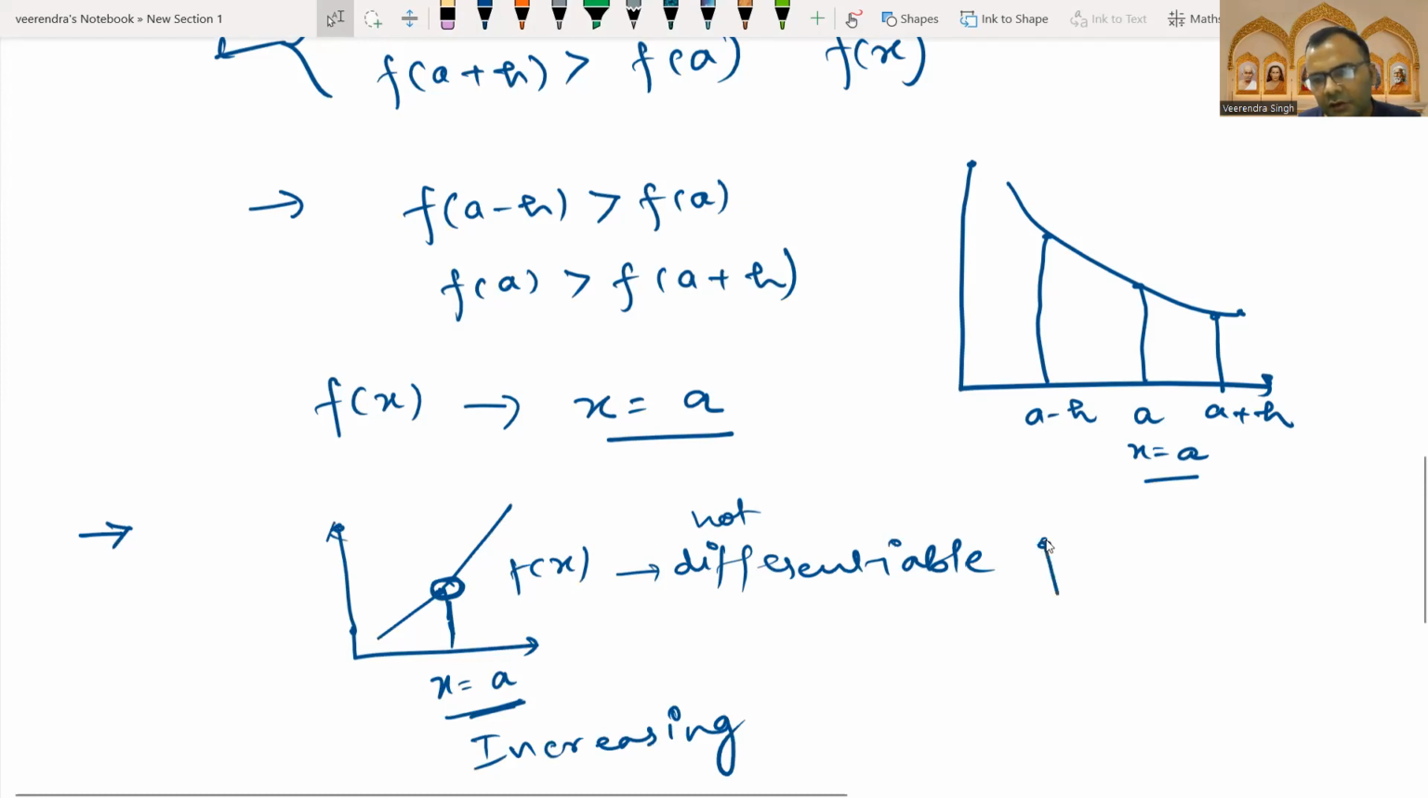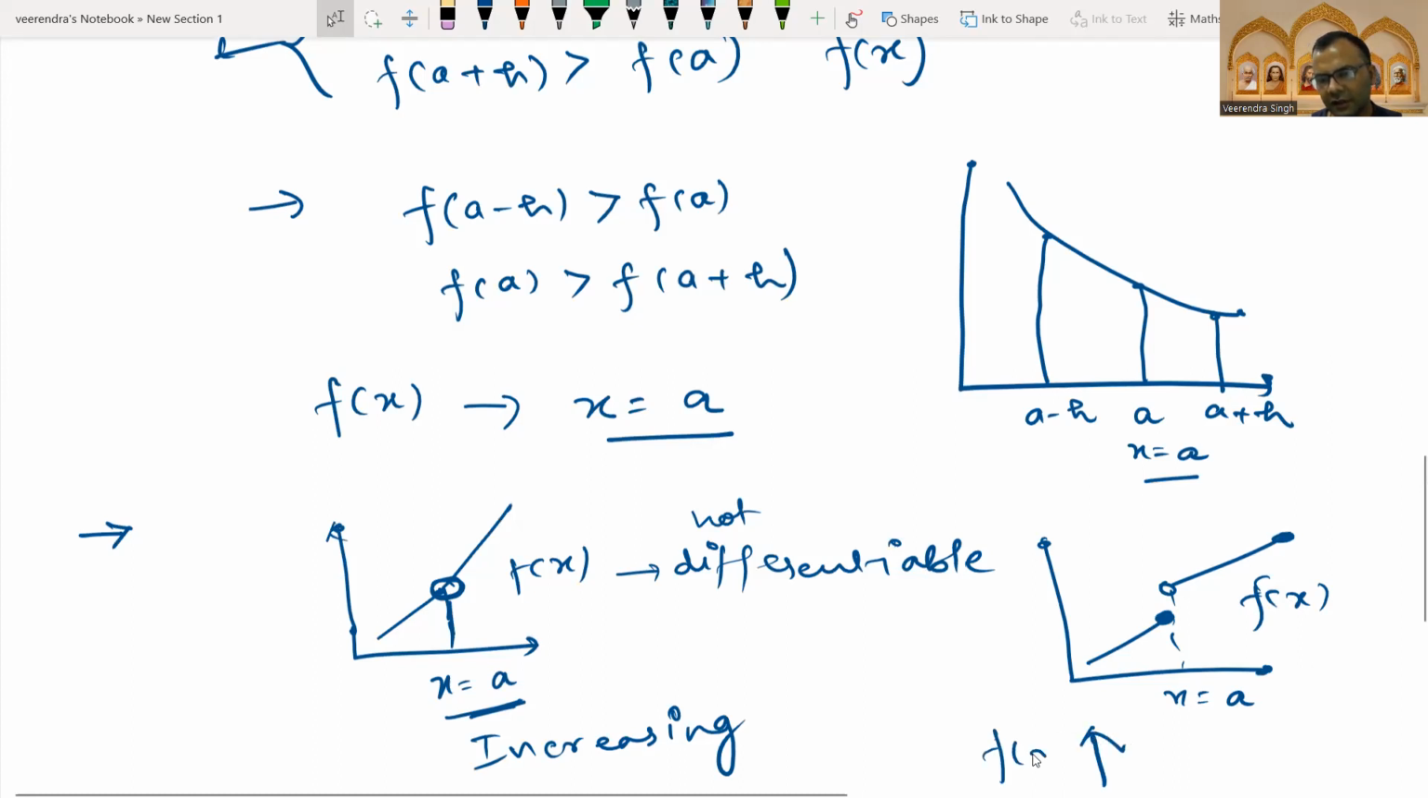Similarly, suppose we have the function like this, so here also if we take this point as x equals A, we can see the function f of x is discontinuous. But still we can say that at x equals A, f of x is increasing. If I take the symbol for increasing, we can say that f of x is increasing.